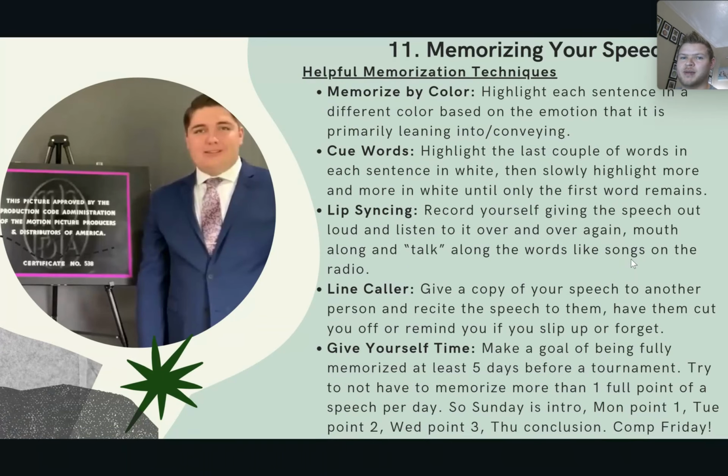Some helpful techniques for how to memorize your speech would be memorizing by color, highlighting each sentence in a different color based on the emotion that it is primarily leaning into or conveying. You can also look at cue words. Highlight the last couple of words in each sentence in white so that you can't see them anymore and then see if you can give the speech fully memorized. If you ever forget, hover your cursor over it and it will turn blue and the text will be white and legible. And then basically you're slowly removing more and more of the visible text until only the first word is not white anymore on every single sentence. And if you can give your speech just from the first sentence or the first word of each sentence, you're pretty much memorized.